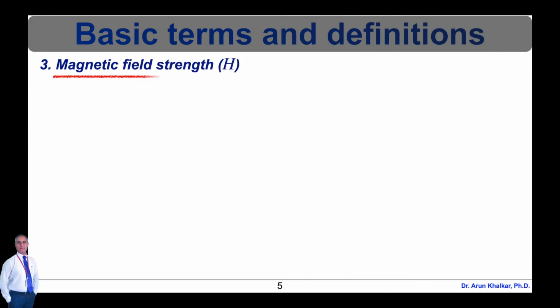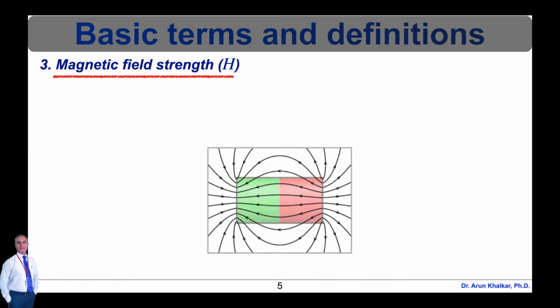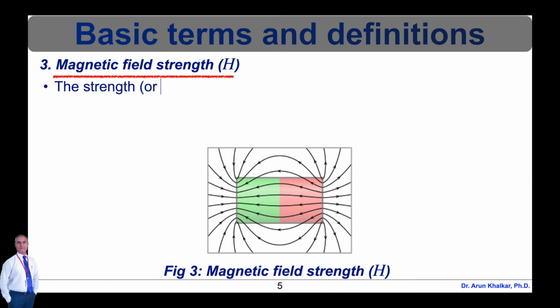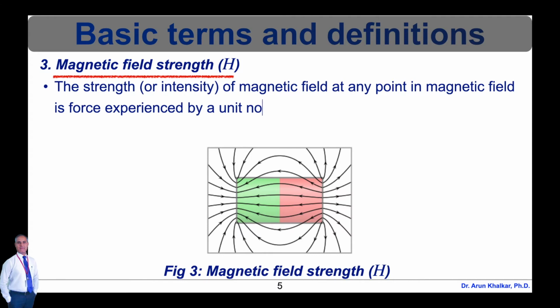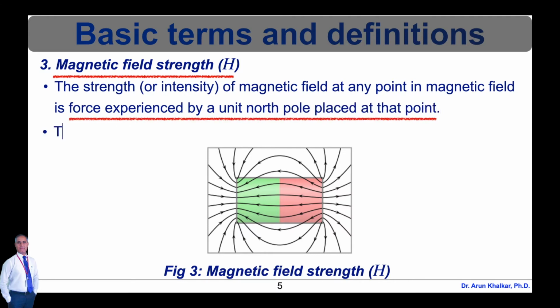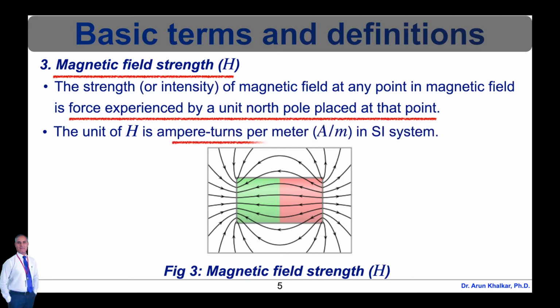Next term is magnetic field strength, which is represented by capital H. The strength or intensity of magnetic field at any point in a magnetic field is the force experienced by a unit north pole placed at that point. The unit of capital H, that is magnetic field strength, is ampere turns per meter. The magnetic field strength, capital H, is shown in this diagram.